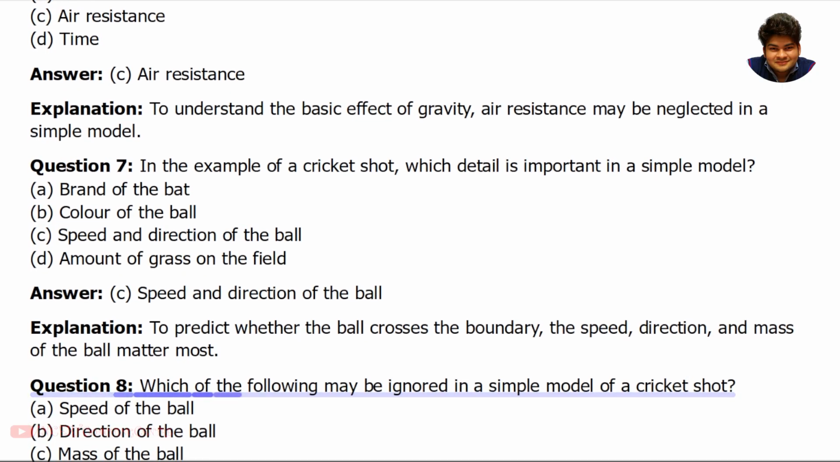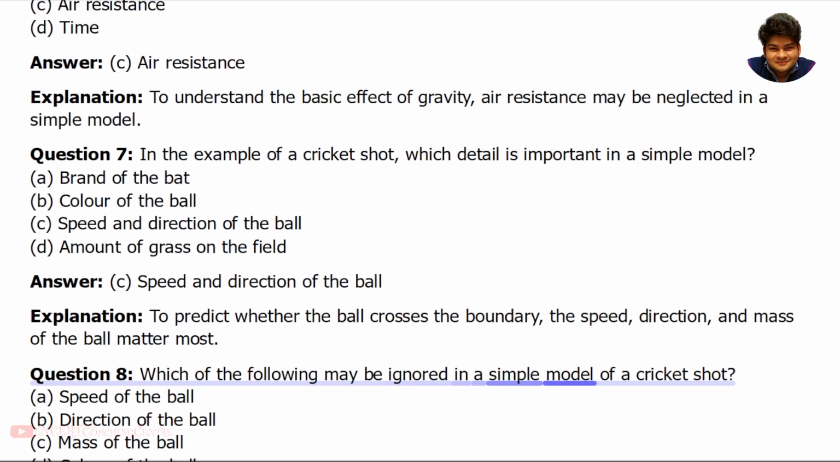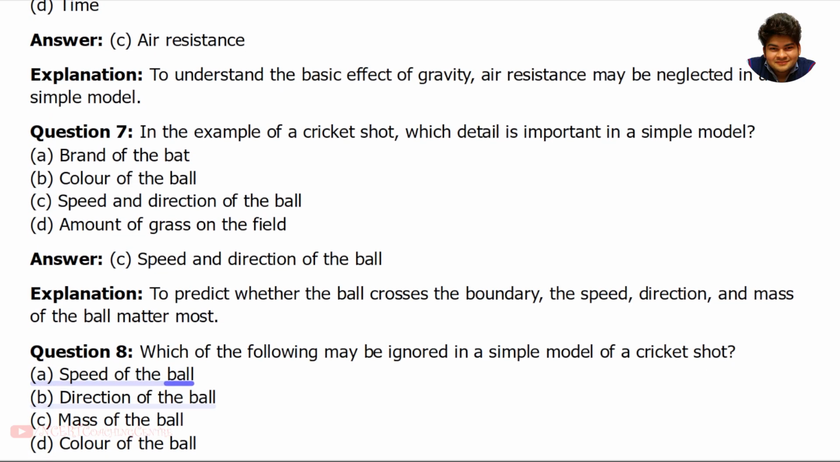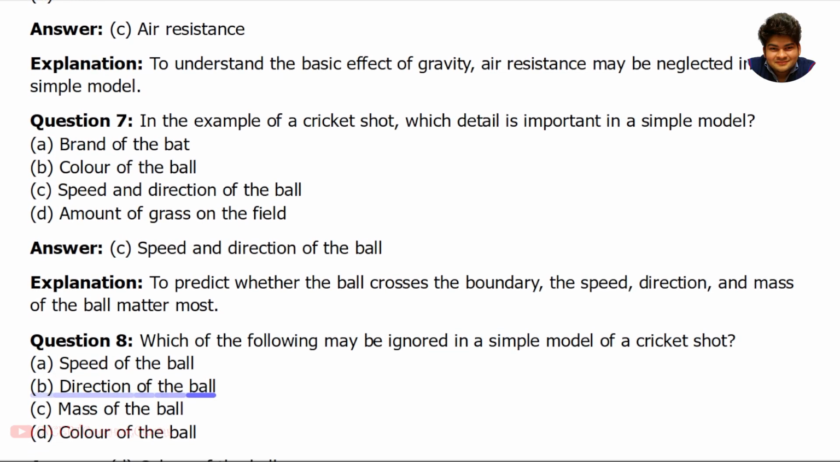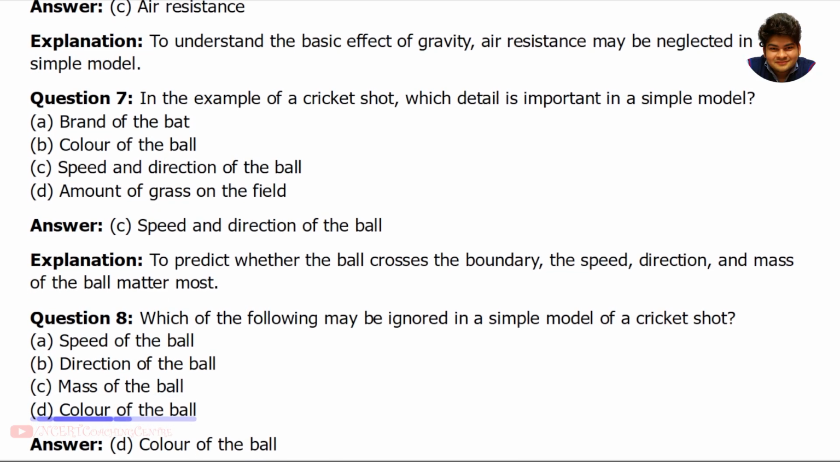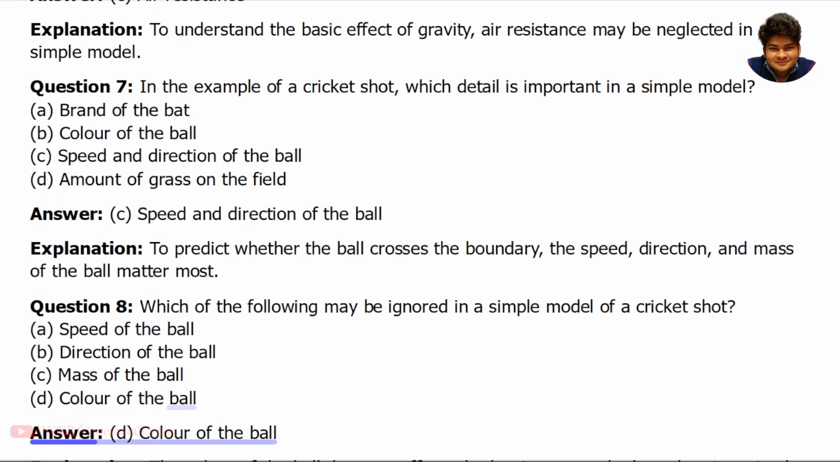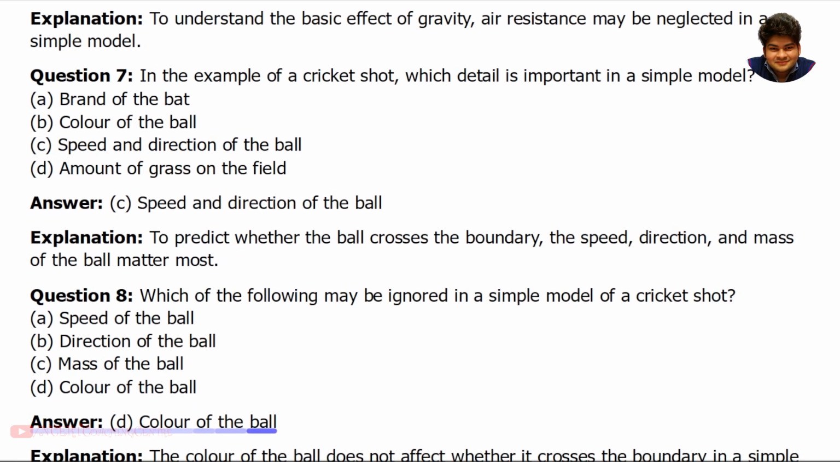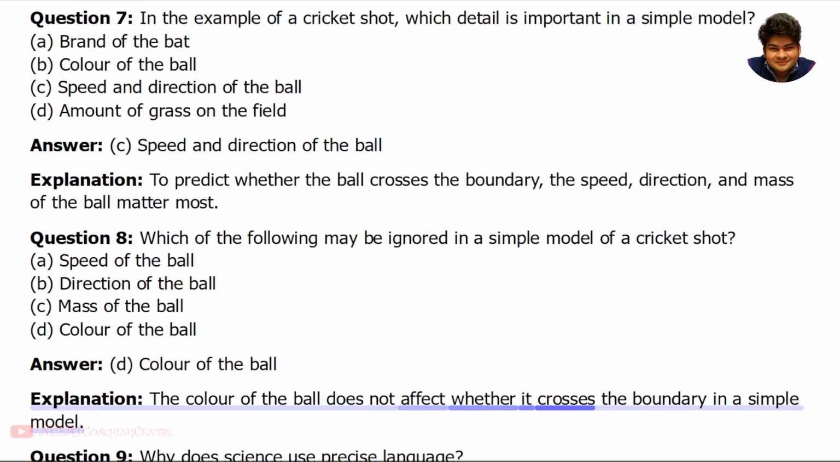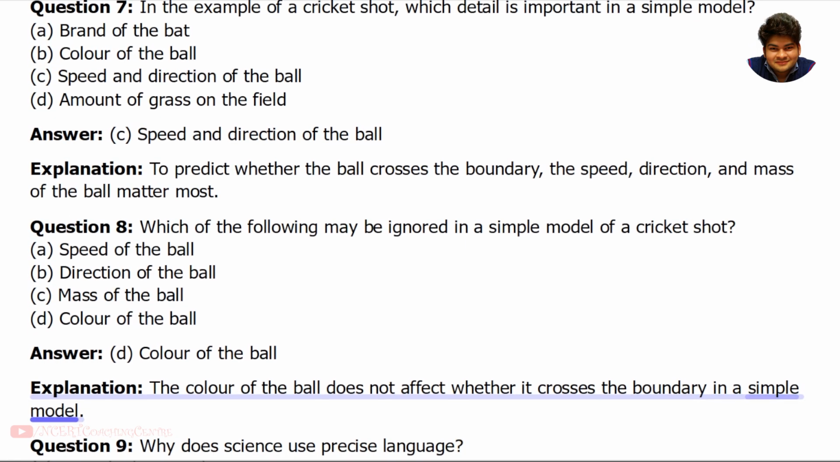Question 8. Which of the following may be ignored in a simple model of a cricket shot? A. Speed of the ball. B. Direction of the ball. C. Mass of the ball. D. Color of the ball. Answer: D. Color of the ball. Explanation: the color of the ball does not affect whether it crosses the boundary in a simple model.